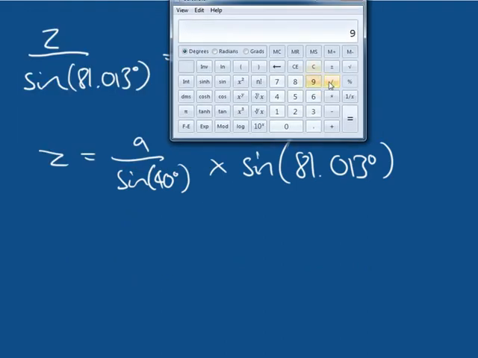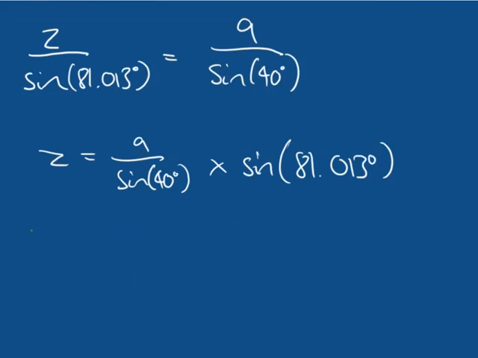So 9 divided by the sine of 40 gives us 14. Then we multiply by the sine of 81.013. Gives us z is approximately equal to 13.83. So one of our answers is that z is approximately equal to 13.83. That is our first answer for the length of the unknown side. But what about our second answer?